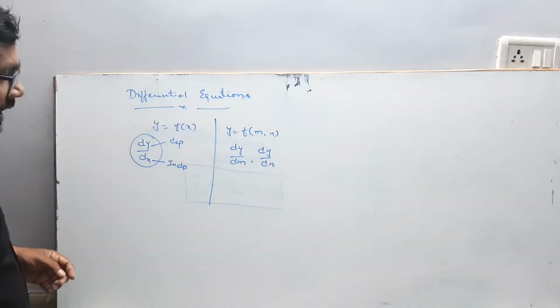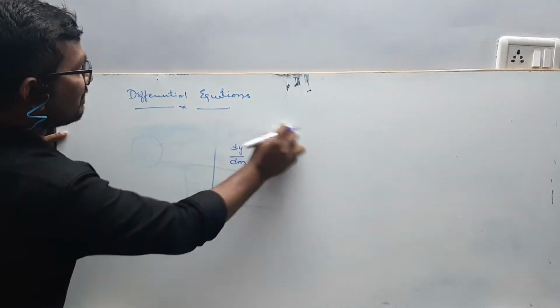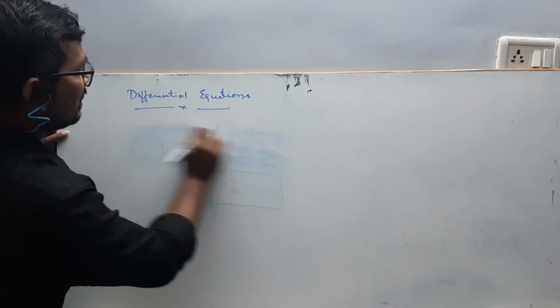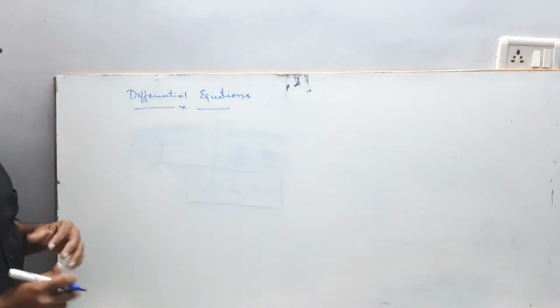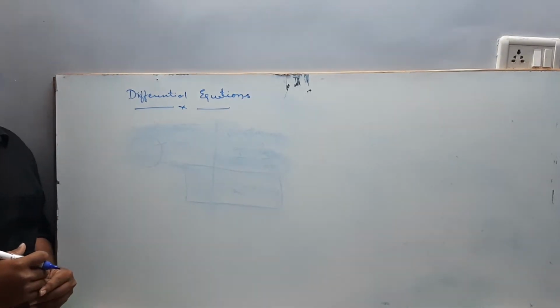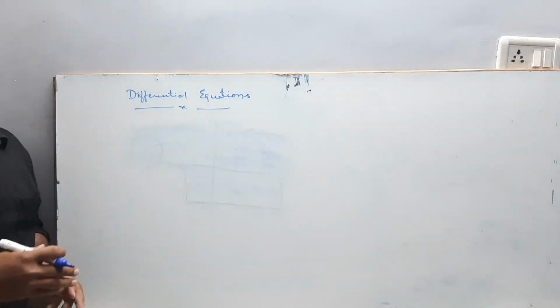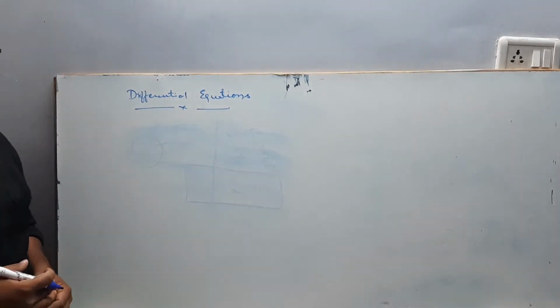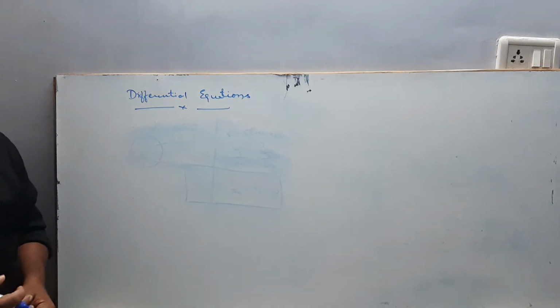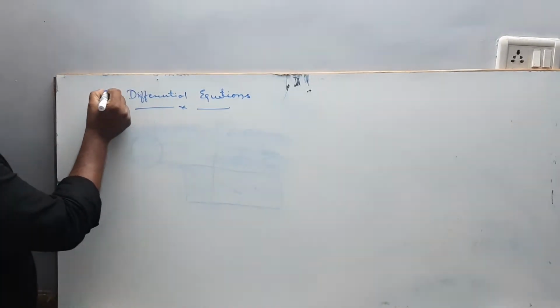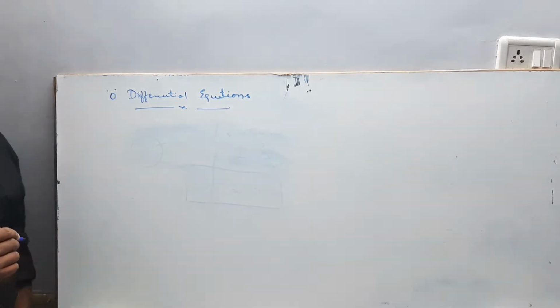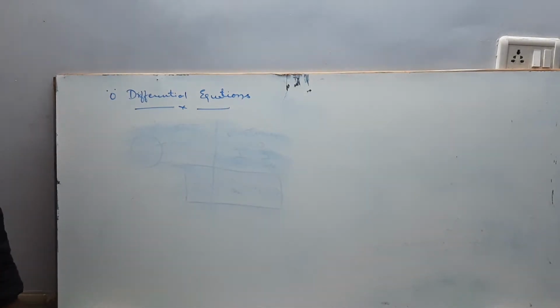Okay, and when we are talking about this differential equation, an equation which involves ordinary derivatives is called an ordinary differential equation. An equation which involves partial derivatives is called a partial differential equation. But even if I am not mentioning, we are talking about ODE, ordinary differential equation.